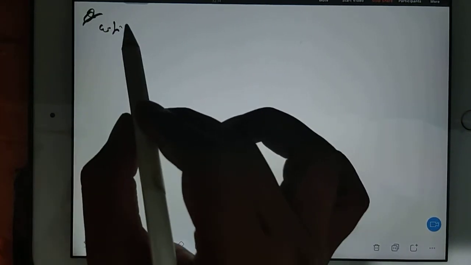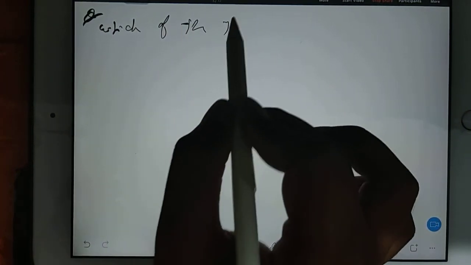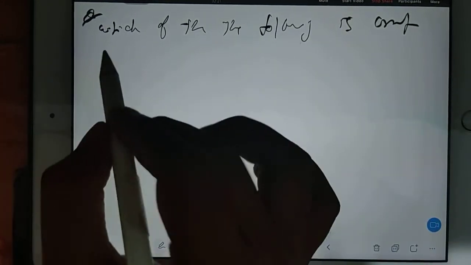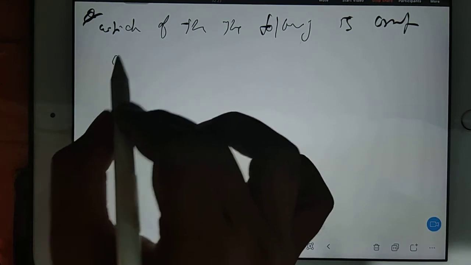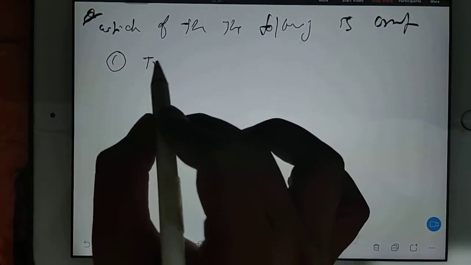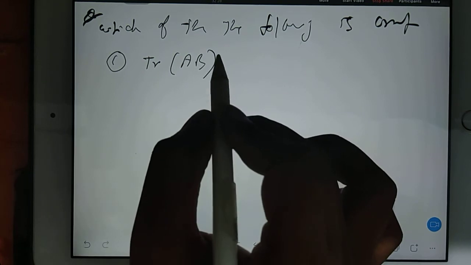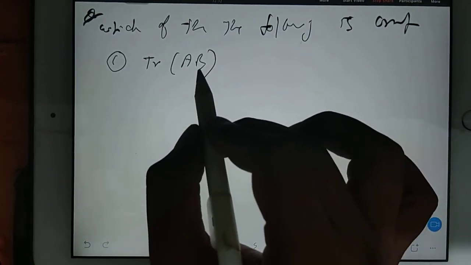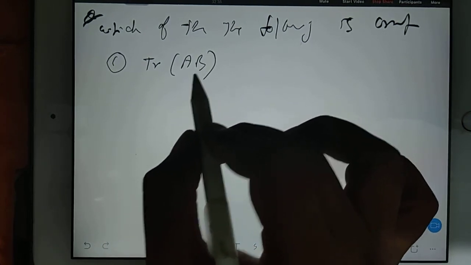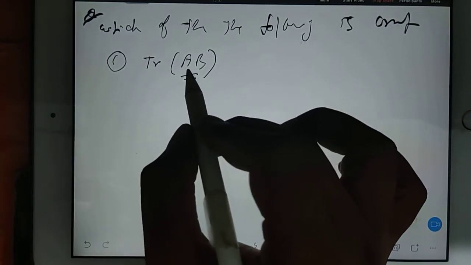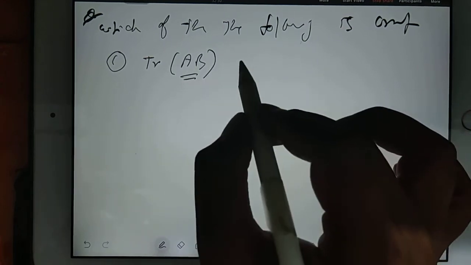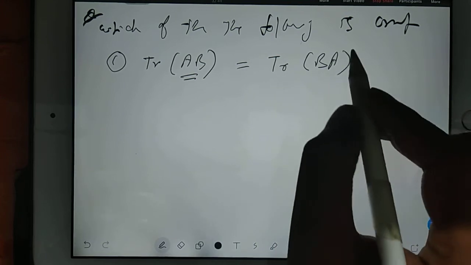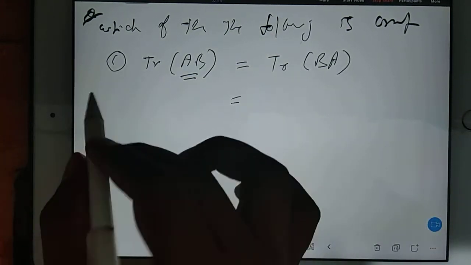Question is, just make a question. Which of the following is correct? So option 1. Suppose you have trace of matrix AB. It means we are multiplying the matrix. So do you think trace of matrix AB, like A is a matrix, B is a matrix, after multiplication I got AB matrix, and now I am finding out trace. So do you think it will be equal to trace of B into A? This is option 1.